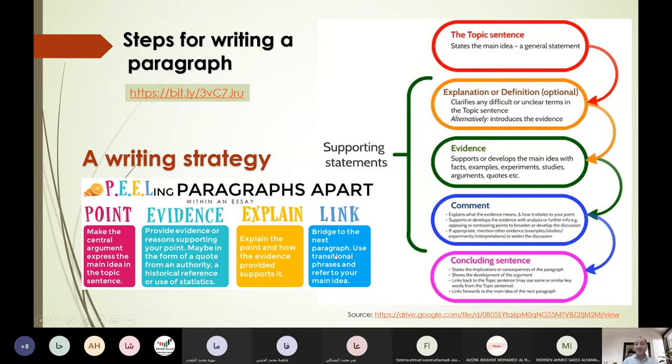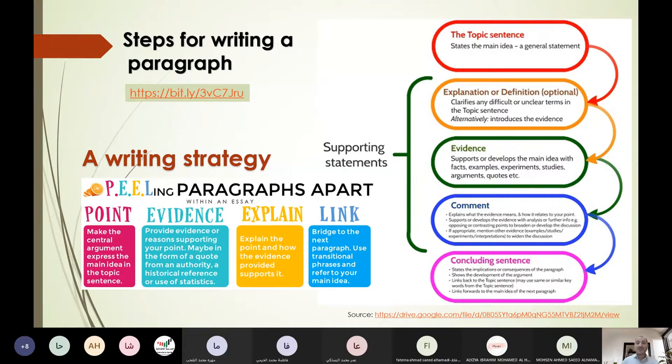Each paragraph should follow this pattern: topic sentence, the main idea of this paragraph, then evidence, explanation, and connection to the next or following paragraph, or even connection to the main topic or main idea. I hope you will apply this pattern. We're going to have practice, inshallah, in the second part of this session. We'll see how we can apply this.